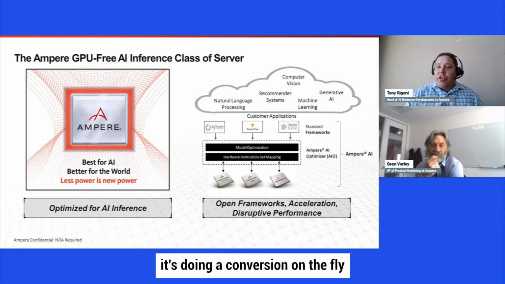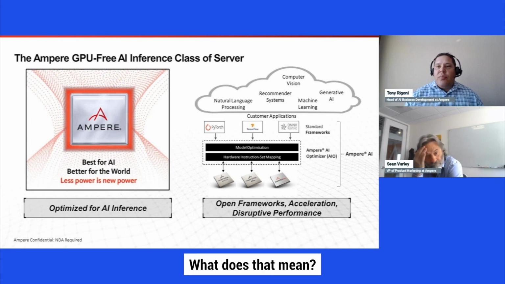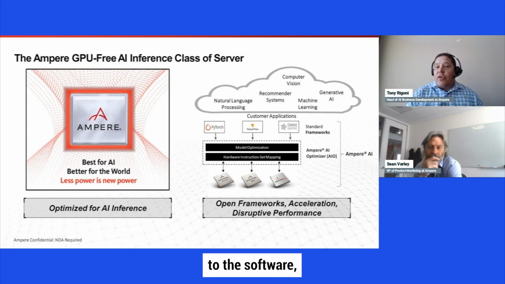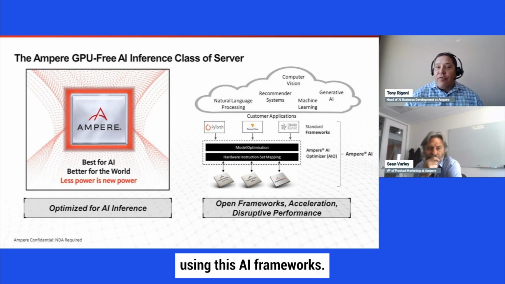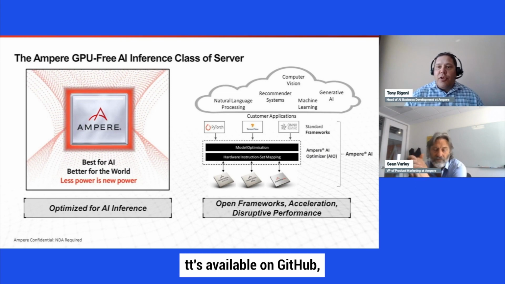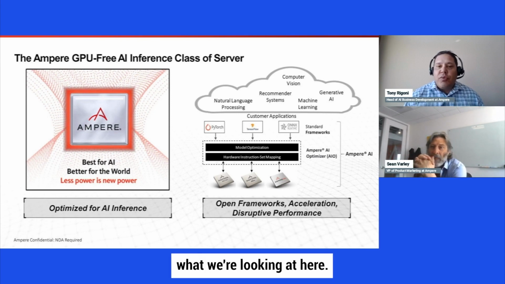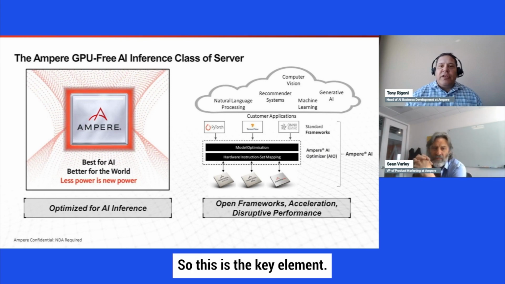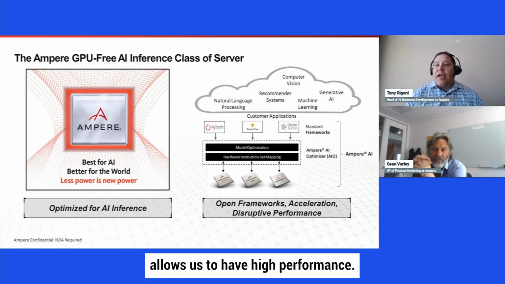But behind it, it's doing the model optimization. It's doing a conversion on the fly for you, and it's mapping the actual instructions directly to the key parts of our silicon. What does it mean? It means you're getting almost a 2 to 5x increase in performance using these AI frameworks. This is completely free to customers. It's available on GitHub. It's basically PyTorch optimized for Ampere. So this is the key element: lots of cores and optimization software allow us to have high performance.